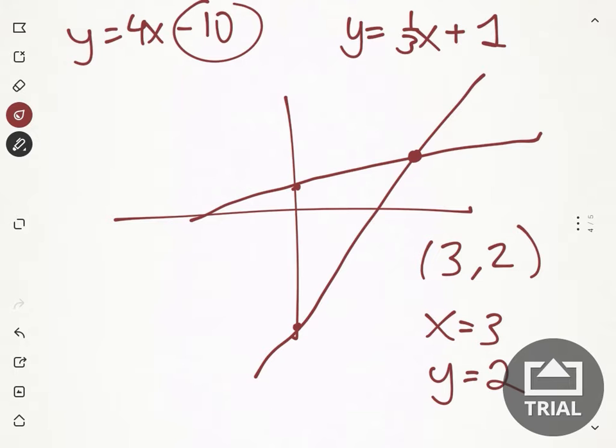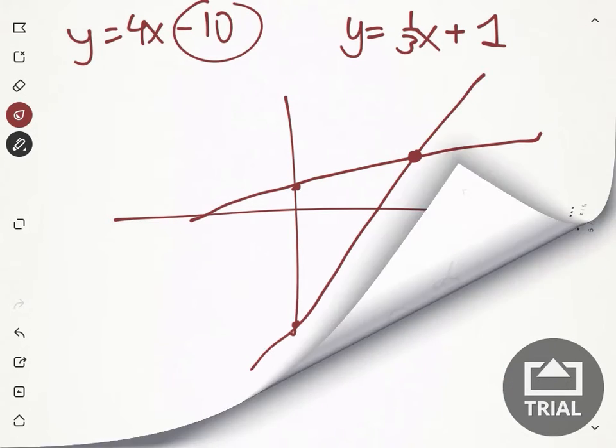But like I said before, on the ACT, I really wouldn't recommend drawing out a graph every time because there are simpler ways to solve it. One of them being elimination. This one is a personal favorite of mine.